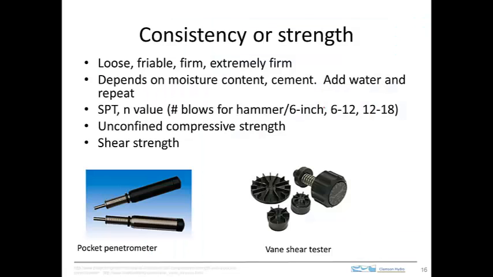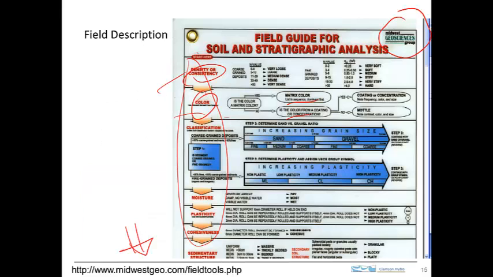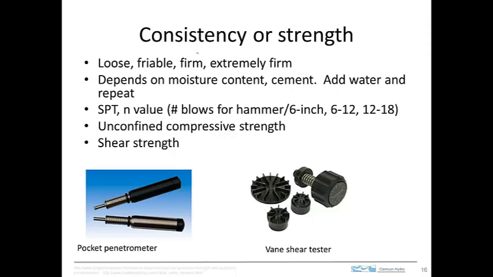Okay, so what I'm going to do is go through this list, starting with density or consistency, and take a look at these characteristics. So these are the different types of consistency, loose to extremely firm, and this will depend on the moisture content and the cement, so you can get a different result depending on what the water content is.